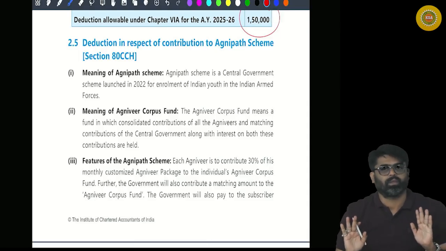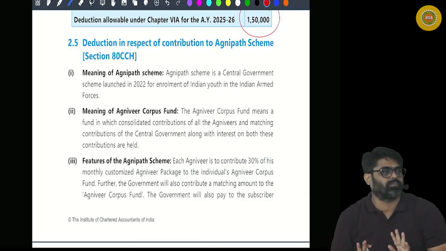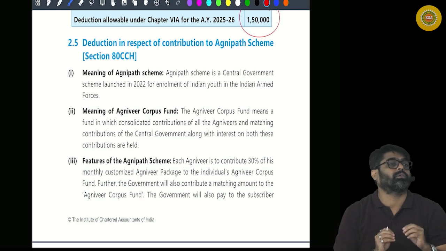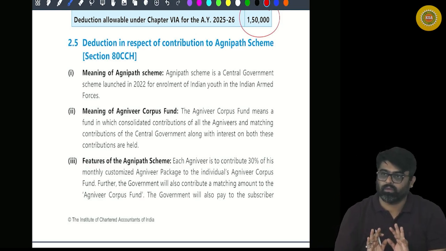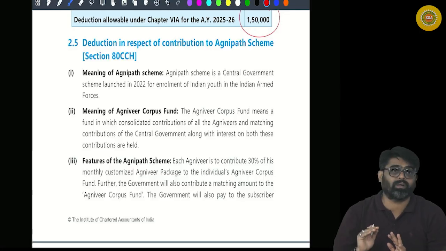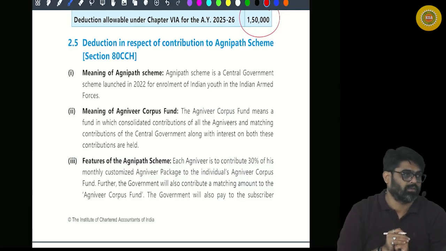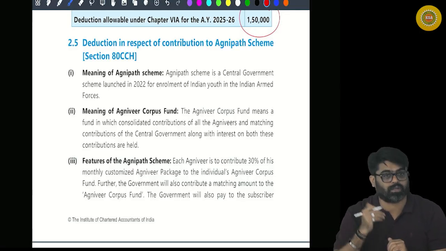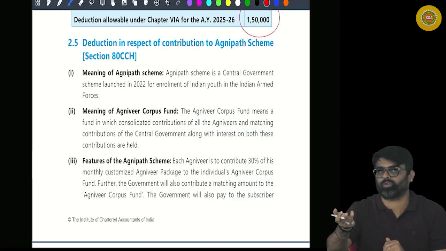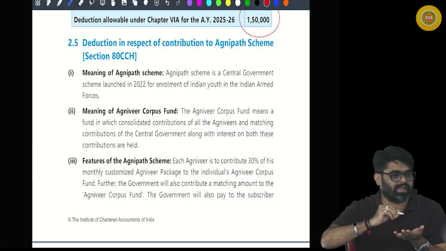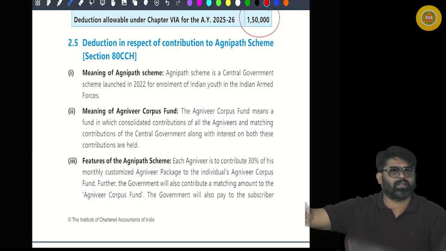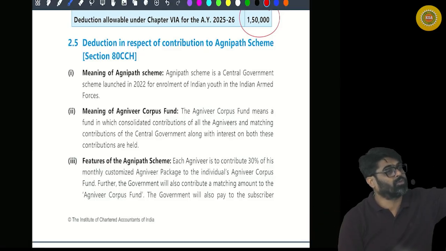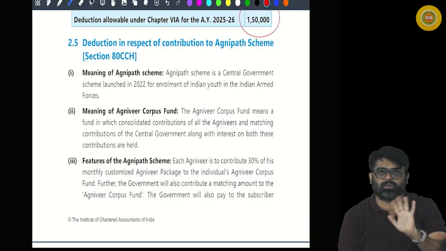See, Agniveer Corpus Fund is there. It is a scheme framed by the central government. If you want to get into the defense, meaning you want to become a soldier, earlier you used to write a written exam, give the medical test, pass the medical test, and directly become a soldier, a permanent employee. Now it is not done.